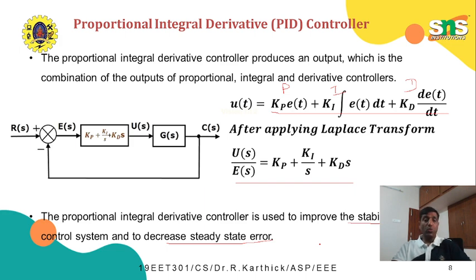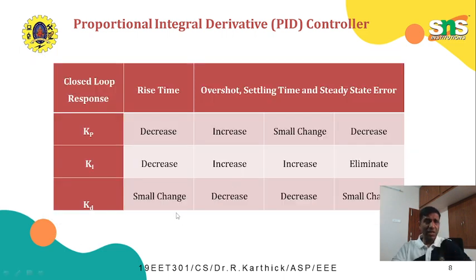In today's video, we will be discussing a case: what happens if this controller is there, and how the response gets modified. Based on the time domain specifications, the proportional controller decreases the rise time, whereas it increases the peak overshoot, and there is a small change in the settling time, but the steady state error is decreased. So when you introduce the proportional controller, it decreases the steady state error. Similarly, if you introduce an integral controller, your steady state error is almost eliminated.